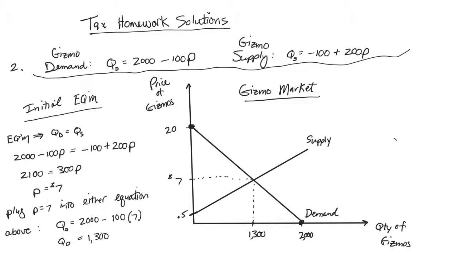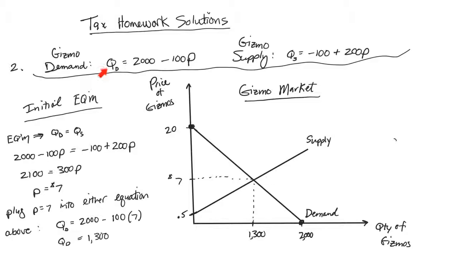We're going to go over the solutions to the tax homework, problem number 2. So in the problem, you are given the supply and demand equations for gizmos, and ultimately what we're going to do is analyze the effect of a $2 per unit tax on this product. So first we'll look at the initial equilibrium, and then we'll look at how the equilibrium changes after we institute the tax.